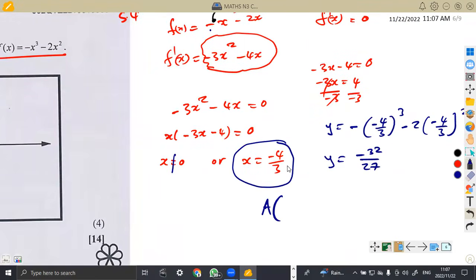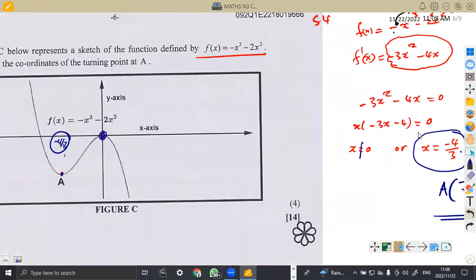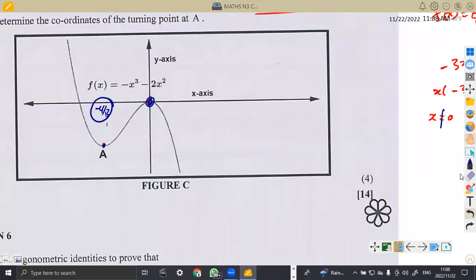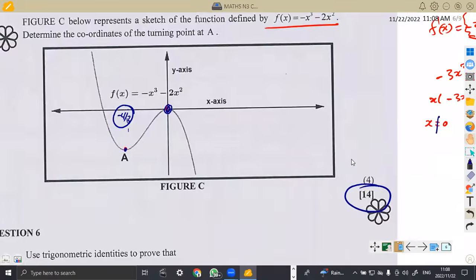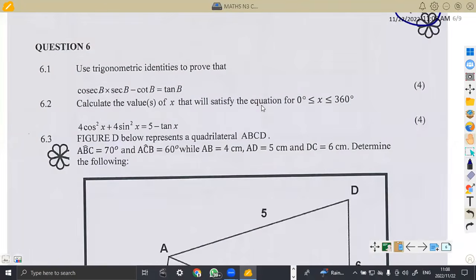A is the point X, which is negative 4 over 3, Y, which is negative 32 over 27. All right, so that is what we had from question 5.4 to make the last part of question number 5, which is actually having 14 marks in total. So you see, guys, it's a lot of marks that we are actually having from these typical questions.